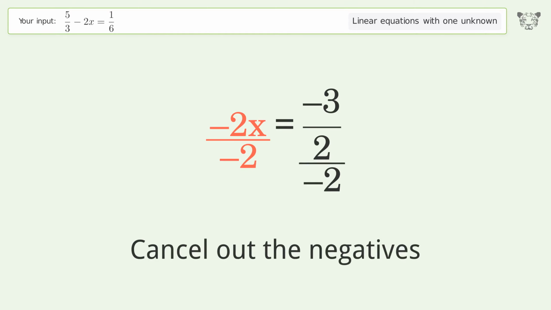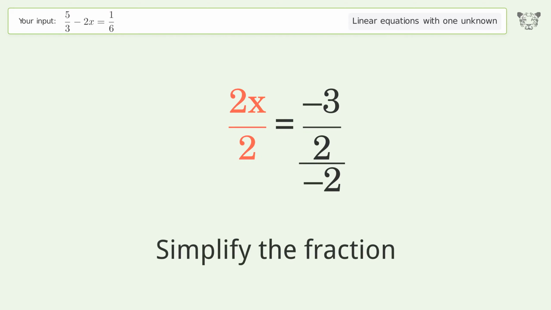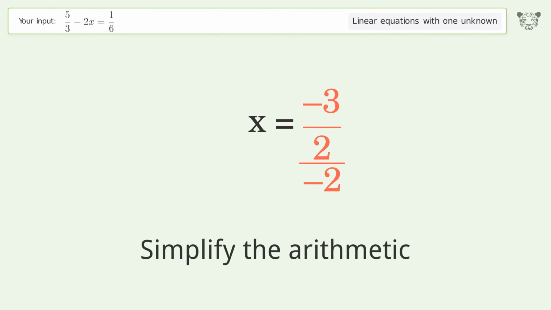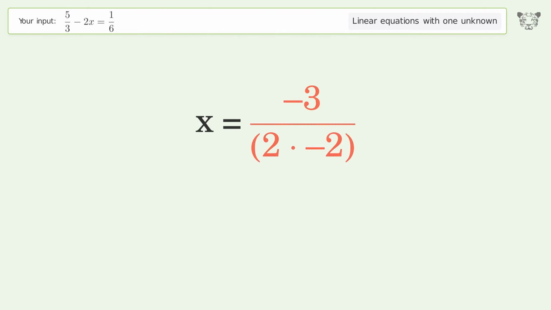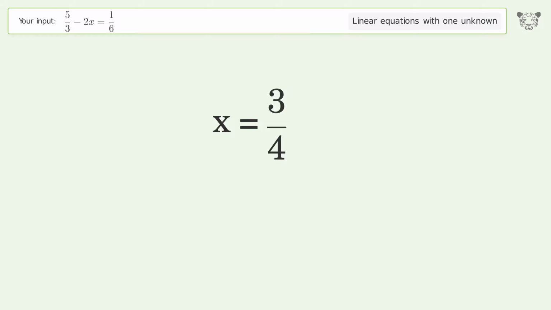Cancel out the negatives. Simplify the fraction. Simplify the arithmetic. And so the final result is x equals 3/4.